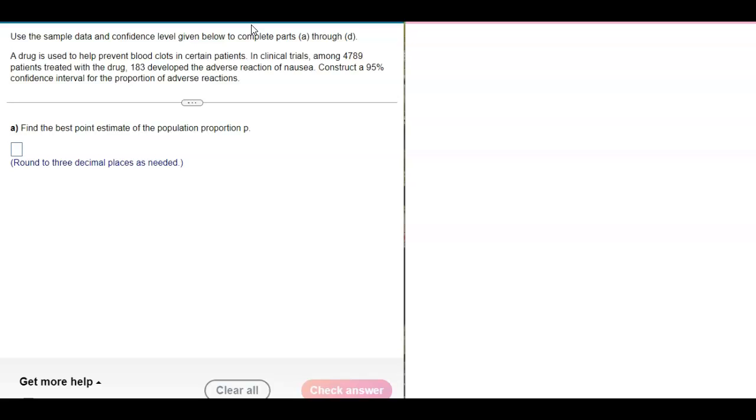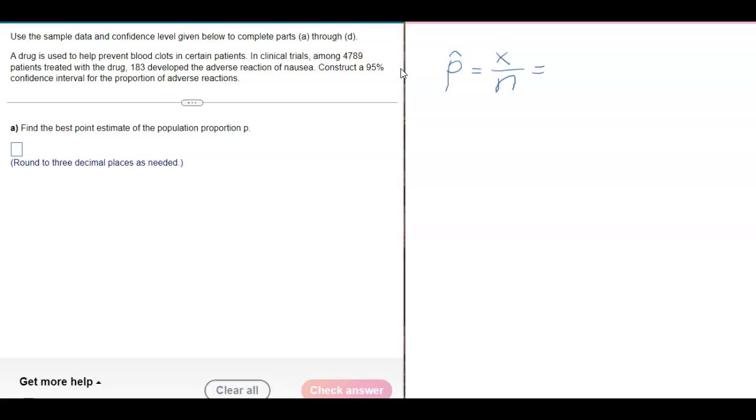Part A. Find the best point estimate of the population proportion P. The best point estimate of population proportion P is simple proportion, P hat. To find simple proportion, we simply divide X, the number of successes, by the total number of observations. The number of successes in this case would be 183 people who developed the adverse reaction of nausea.